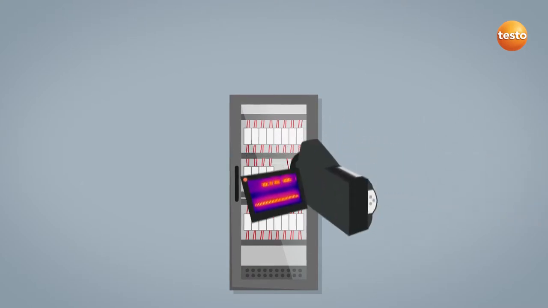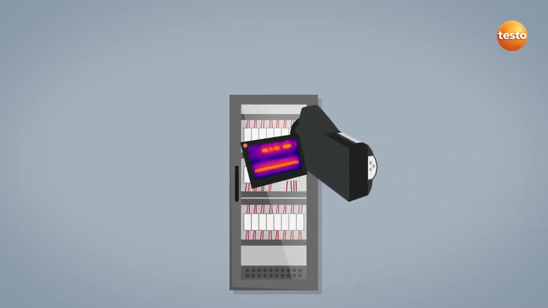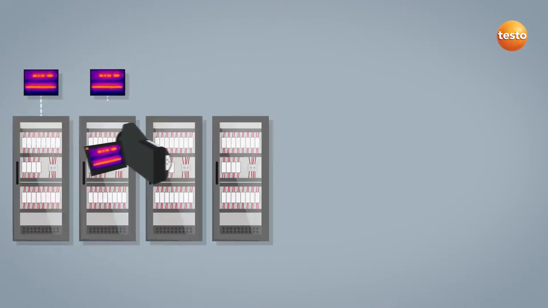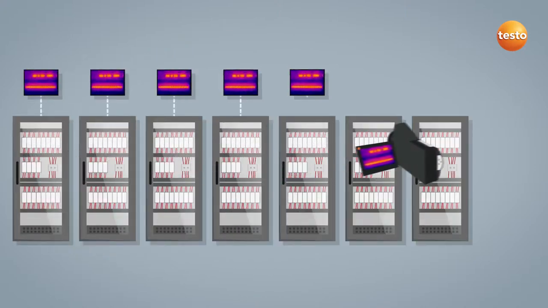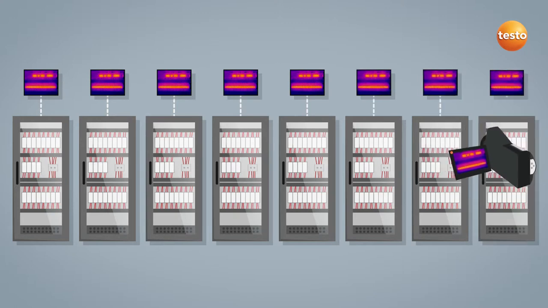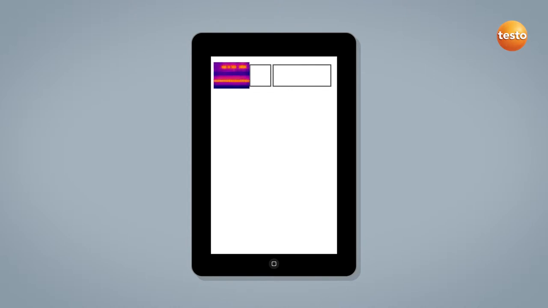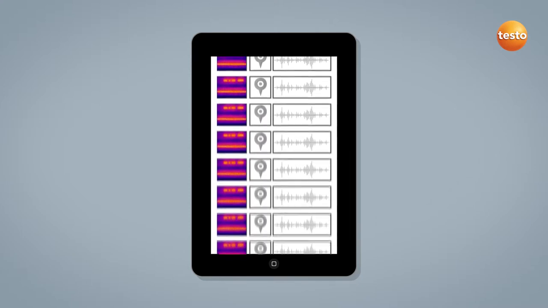If you use a thermal imager in preventive maintenance, you're familiar with this problem. A lot of similar measuring objects means a lot of similar thermal images. And in order to clearly assign the images to the different measuring locations after the inspection, you have to keep lists or add a voice commentary to each individual thermal image.